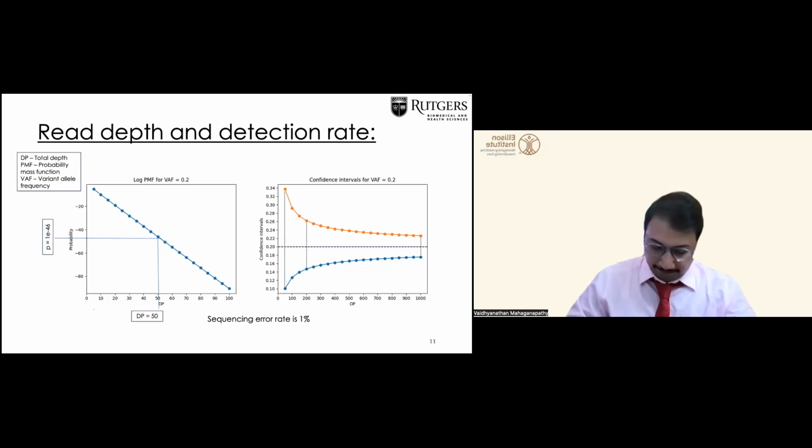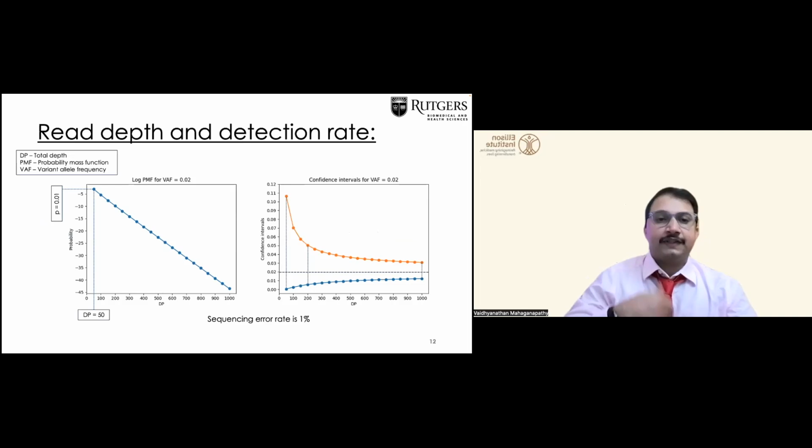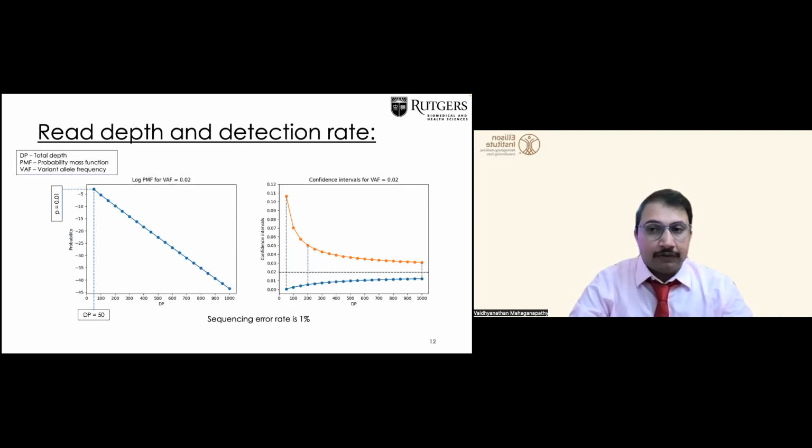Now, let's switch gears and look at the same plots, but this time for an allele frequency more in the realm of CHIP. The lowest typically detected allele frequency for CHIP is 2%. Here you can see that for the same depth of 50, the probability that that variant could be true drastically reduces. And as the total depth increases, the probability will also increase.